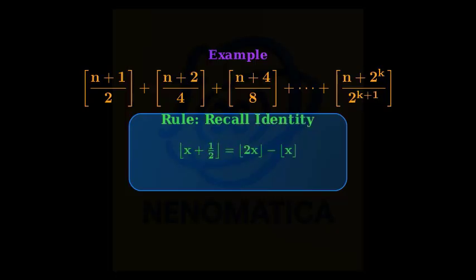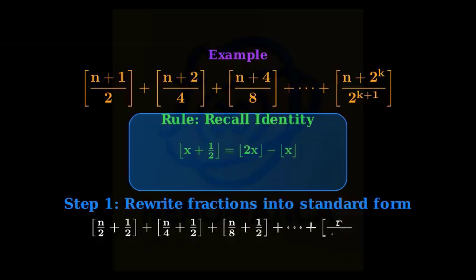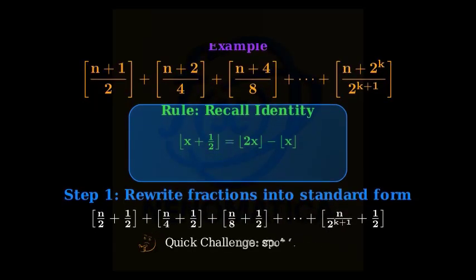Step 1. Rewrite each fraction to separate the constant 1/2 from the variable part. We'll show the step title. And now the rewritten sum. Quick challenge. Can you see how each fraction was split? For instance, n plus 2 over 4 equals n over 4 plus 1/2.